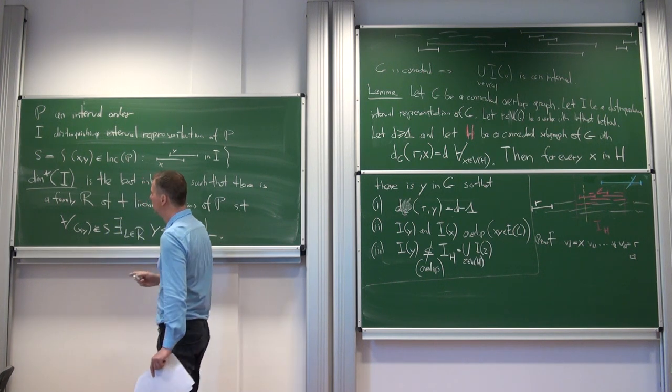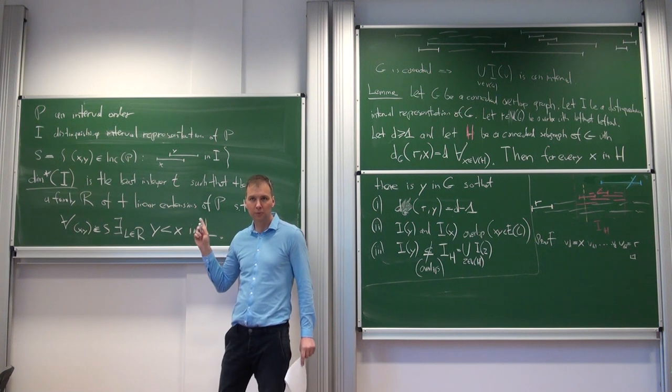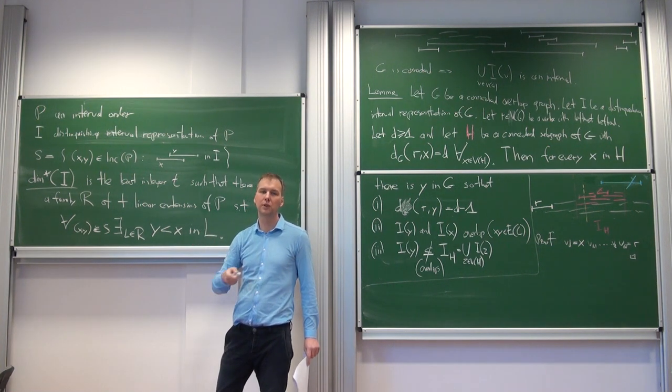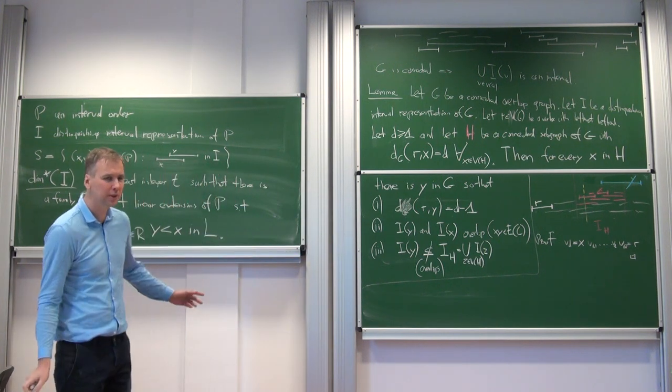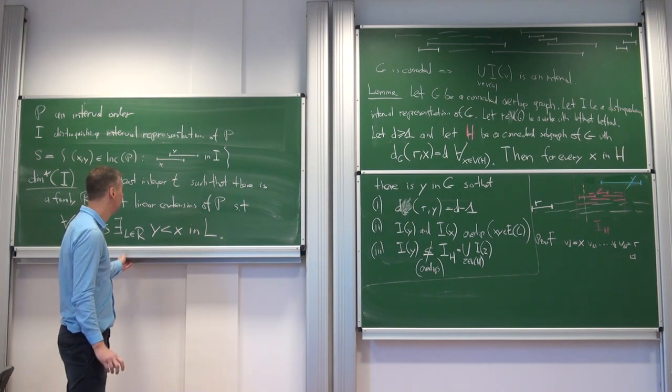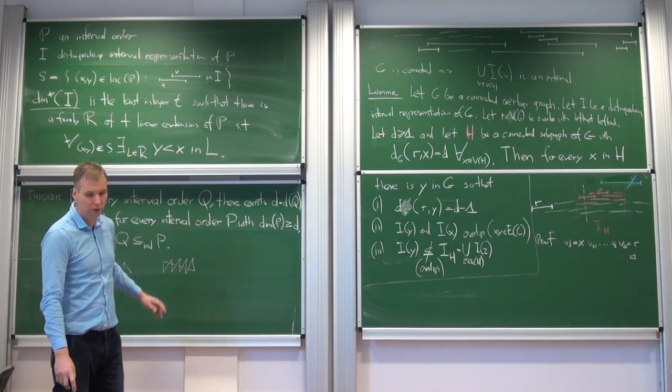So we don't reverse all the incomparable pairs, we just reverse steps. And from what we saw in the last lecture, the dim star is not far away from dim. And this is maybe the next thing we will see.